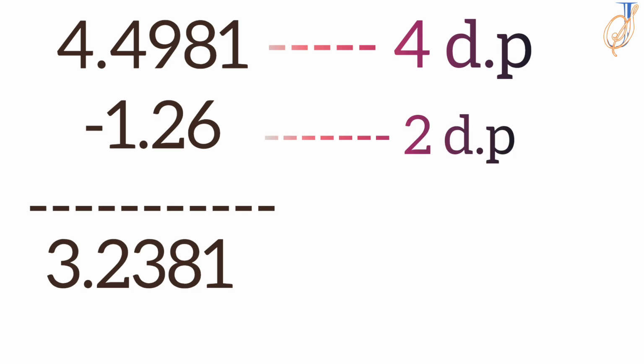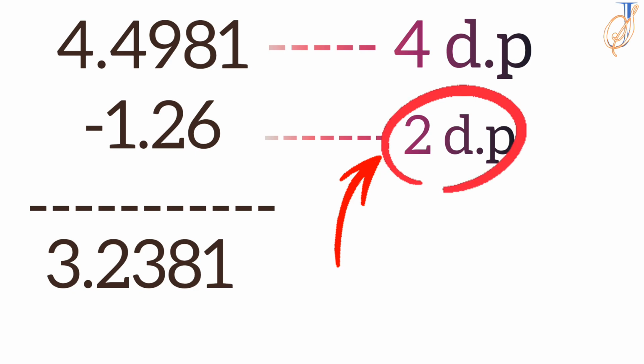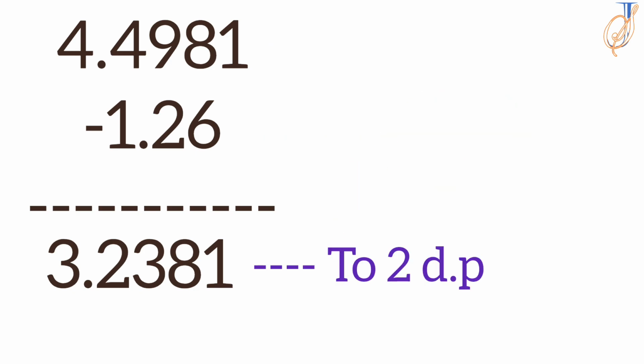For the first number, 4.4981 has 4 decimal places. 1.26 has 2 decimal places. The answer carries the same number of decimal places as the number with the fewest decimal places. Here 1.26 has the lowest decimal places, which is 2. The result, which is 3.2381, should be rounded off to 2 decimal places.